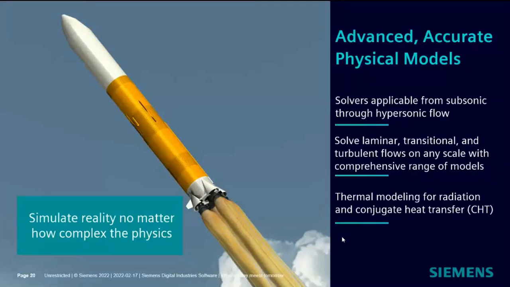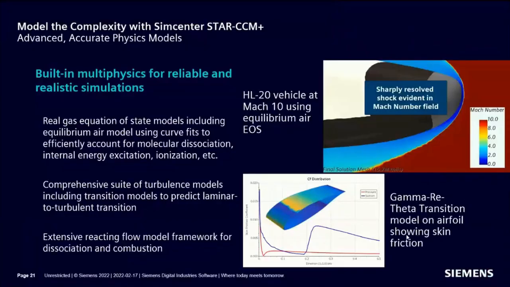There's a really good ability to model radiation and conjugate heat transfer, so we can model the thermal environment as needed. Right, as well as a number of models that are specific to hypersonic cases. So we mentioned real gas modeling. We have an equilibrium air model in SimCenter Star CCM Plus that is using curve fits from the data available in canonical data for those cases that really efficiently models things like dissociation and the internal energy excitation without having to actually resolve those reactions, right?